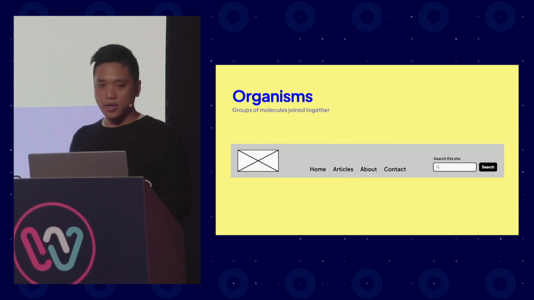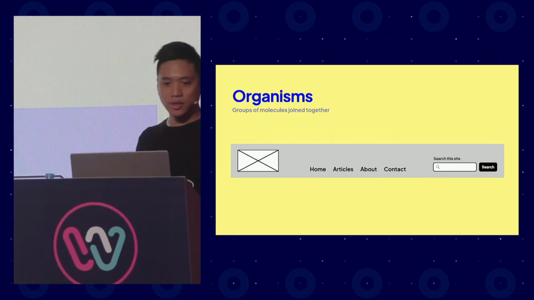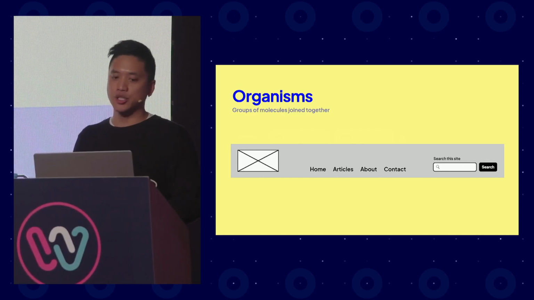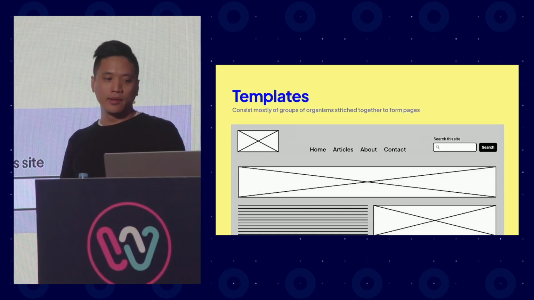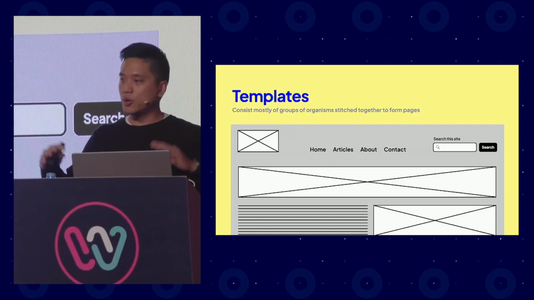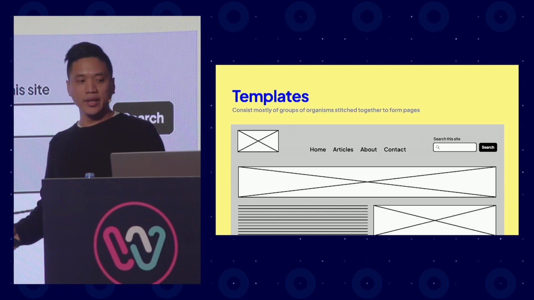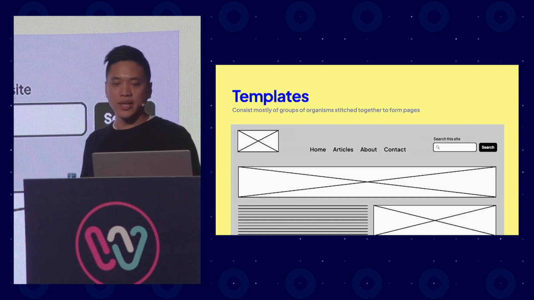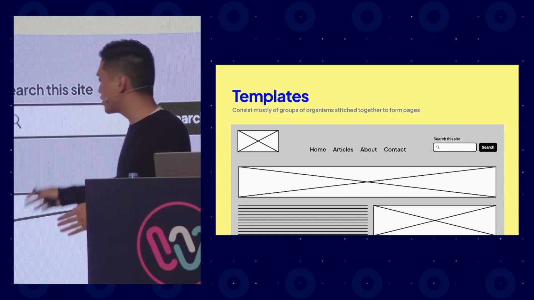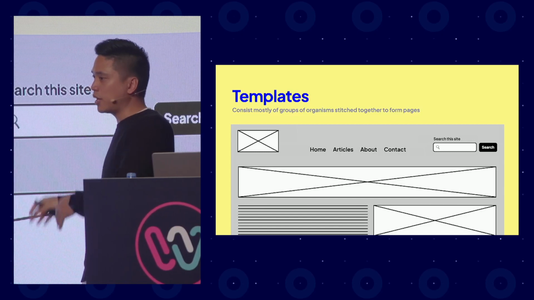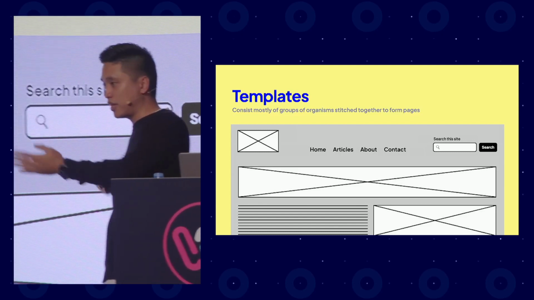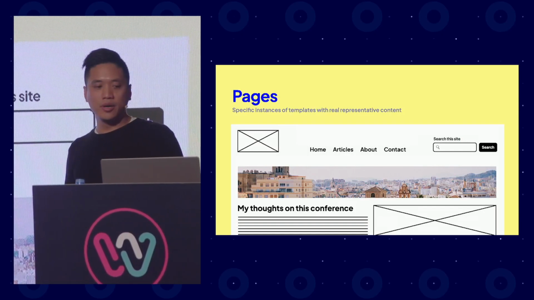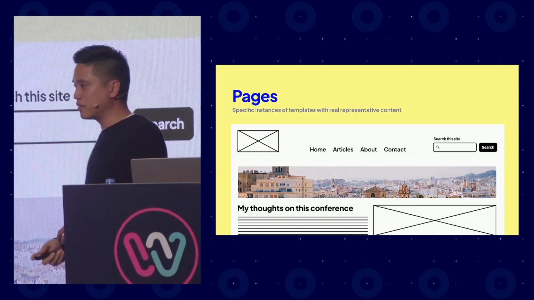Now, grouping these molecules, you get organisms that represent bigger sections, such as the entire top navigation bar here. And stitching more and more organisms together, you slowly create an entire page. This one here represents one kind of page, so it's like a template. And there can be another type of page, which is another template, right? Here we distinguish different templates from each other, and even put them together with real representative content.